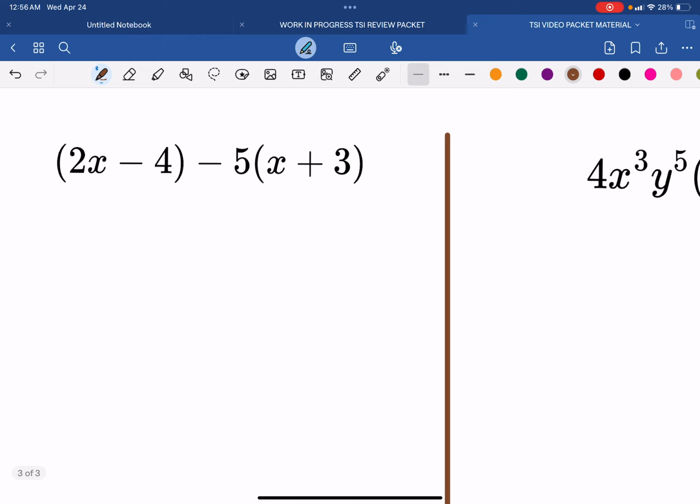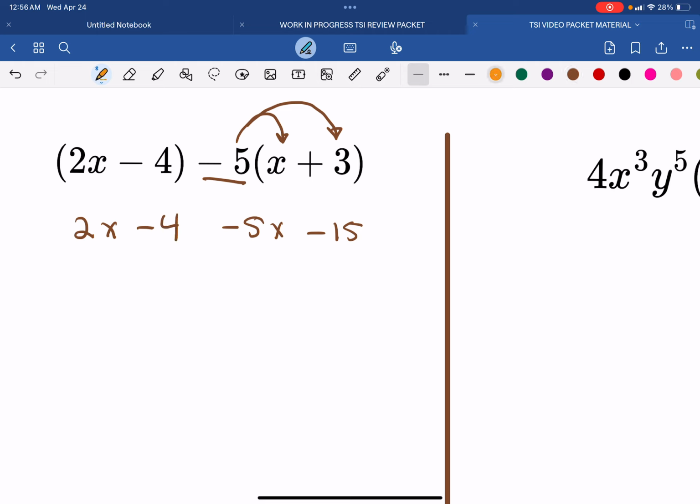All right. So we have to combine like terms, but before I can combine like terms, I have to get rid of those parentheses. So I have to make sure I distribute that -5 into this. So -5 times x is -5x. -5 times 3 is -15. The other one, I'm just going to bring it down. Voila.